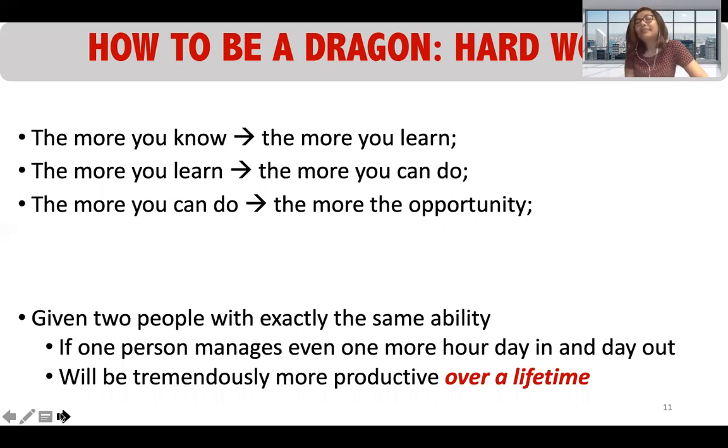So think about two people with exactly the same ability, and one person manages to work just one extra hour day in and day out. What will happen at the end of that person's career? Think about a career. It's actually a very long time. We are talking about 20, 30 years. When someone is doing slightly extra, just a little bit, but for a long time, it will actually turn out to be a tremendous amount of work over a lifetime. So it's important to be courageous and also work hard to make sure that we reach our goal.